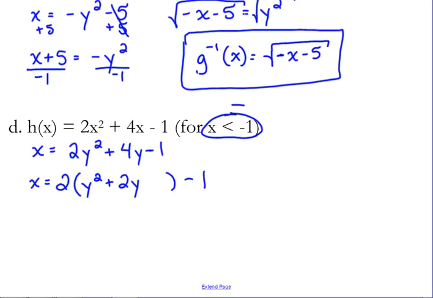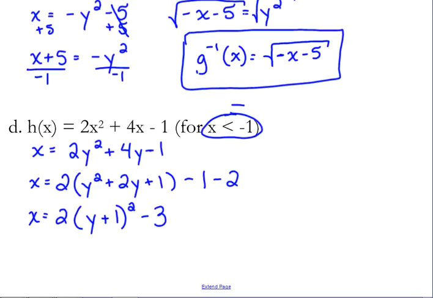Okay, when we complete the square, 2 divided by 2 is 1, 1 squared is 1. But we had that GCF in front, so really we just added 2 to our equation, so we have to balance it by subtracting 2 from the end. So let's put it in factored form. 2 times (y plus 1) squared minus 3.